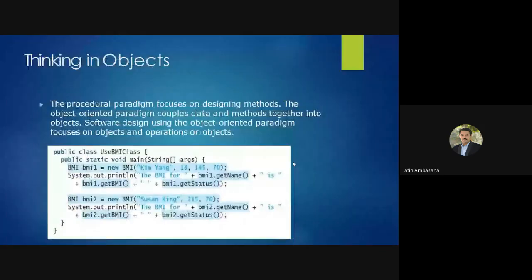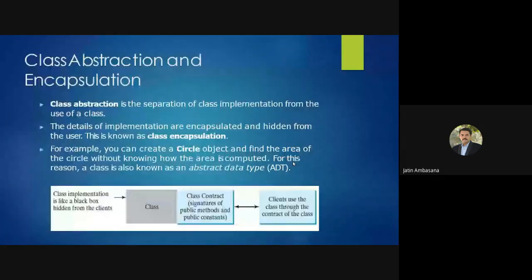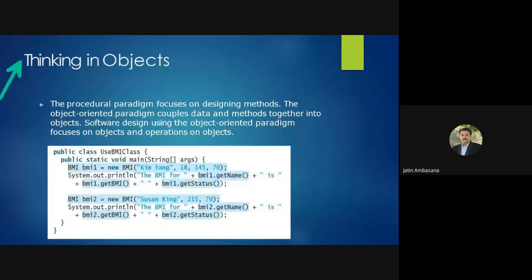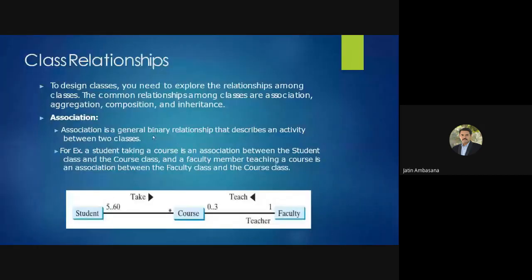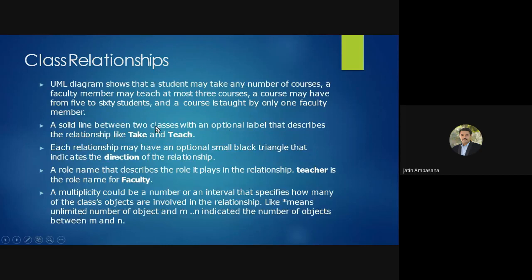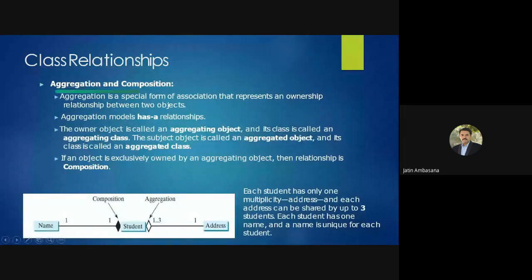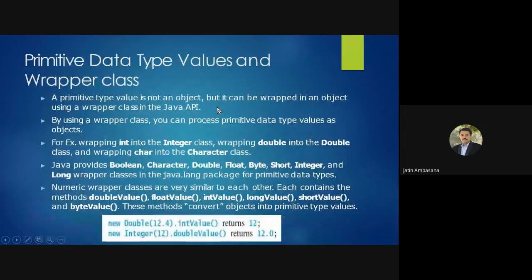We started with abstraction and encapsulation, then how to think about objects. Then the different class relationships, like association, aggregation and composition. We also saw one more relationship called inheritance.